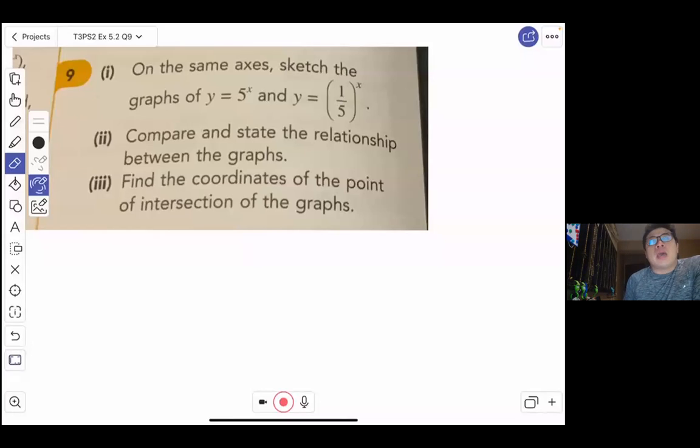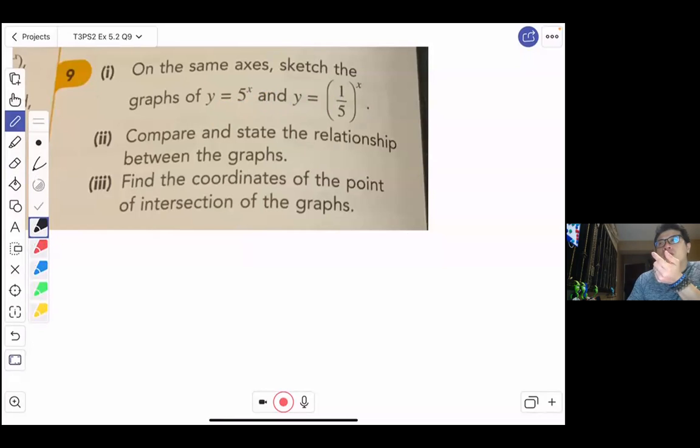Okay, on the same axis, we are required to sketch the graphs of y equals 5 power x and y equals 1 over 5 power x. Okay, 5 power x, I think we have learned it before in class. So if it's 5 power x, one way, if you are not very sure how to sketch the graph, is that you can basically plot a few points.